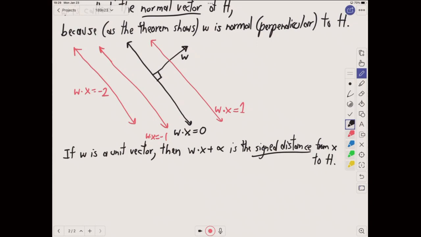So what's a signed distance? Well, it's like the distance. It encodes the distance from x to the hyperplane h. But it could be negative, or it could be positive, depending on which side of the hyperplane it's on. The hyperplane has a negative side and a positive side. So specifically, it's positive if it's on the same side of the hyperplane h that W is pointing into, whereas it's negative on the other side.